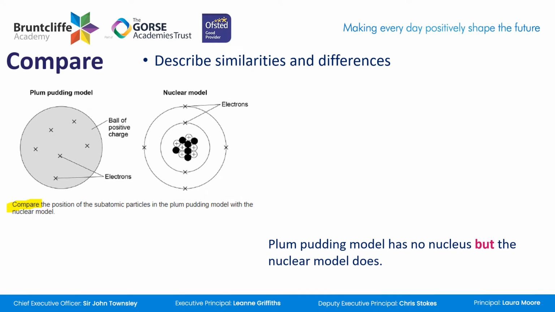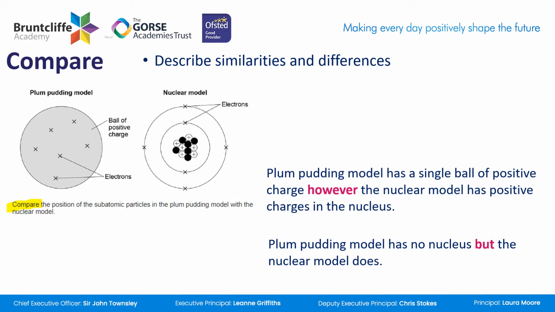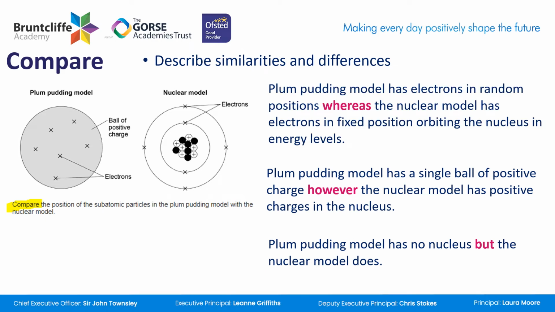So for example, let's look at this first word. The plum pudding model has no nucleus, but the nuclear model does. I have chosen one aspect in both diagrams and I have compared them using the connective word of but. Another connective word could be however. The plum pudding model has a single ball of positive charge. However, the nuclear model has positive charges in its nucleus.